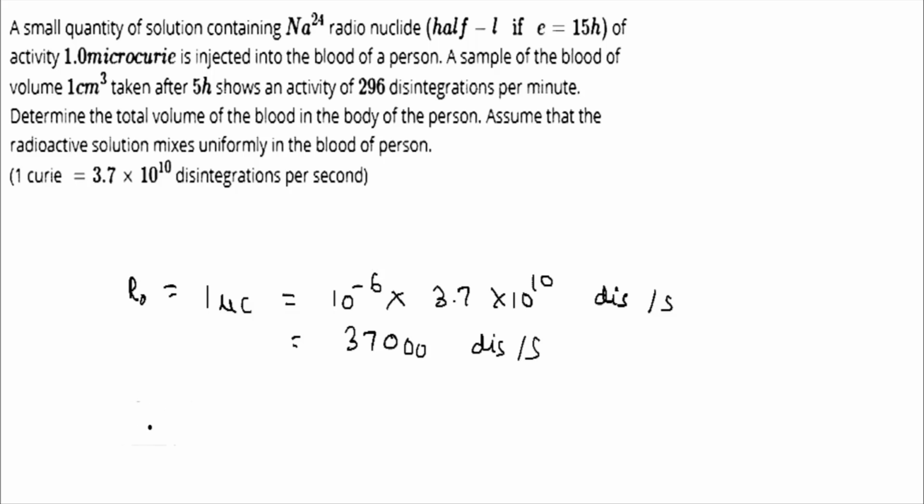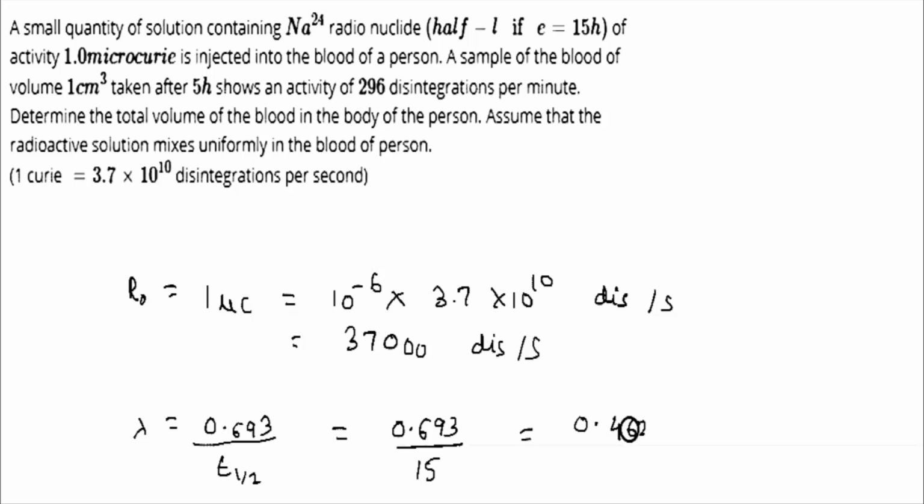Now, since we also know the half-life, which is equal to 15 hours, we can find the value of lambda. Lambda is 0.693 divided by t half-life, so it is ln2 divided by t half, where ln2 is 0.693. So it would be 0.693 divided by 15, and we can write this value as 0.462 per hour. So this is the value of lambda.